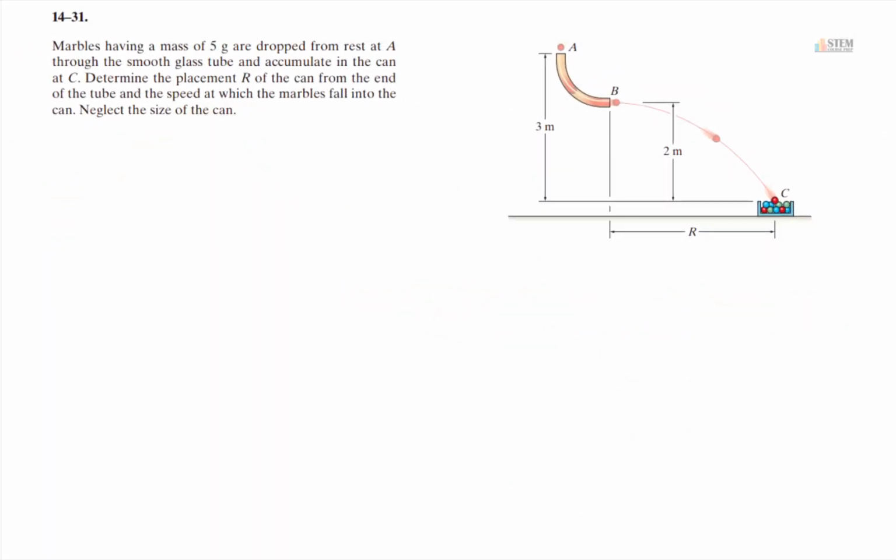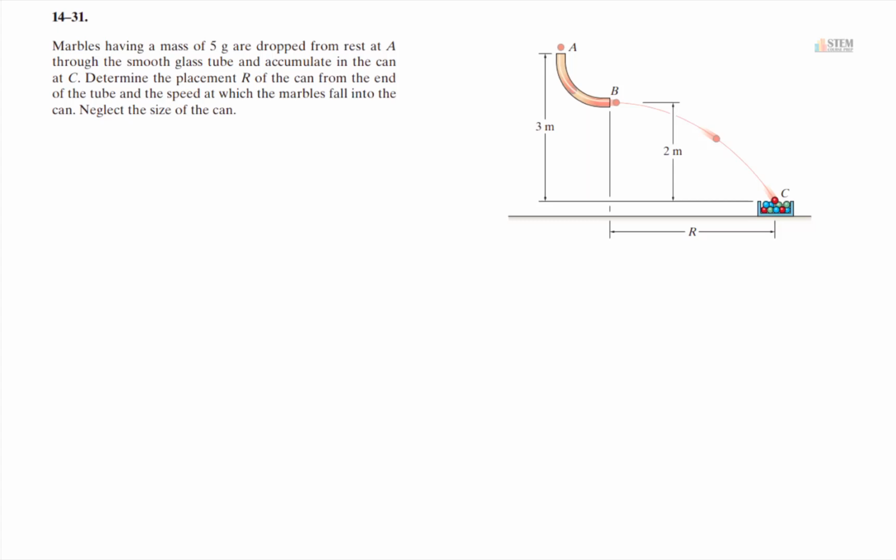This problem from the Hibbeler book says that marbles having a mass of 5 grams are dropped from rest at A through the smooth glass tube and accumulate in the can at C. We want to find the placement R of the can from the end of the tube and the speed at which the marbles fall into the can. And we don't really care about the size of the can that they're falling into.